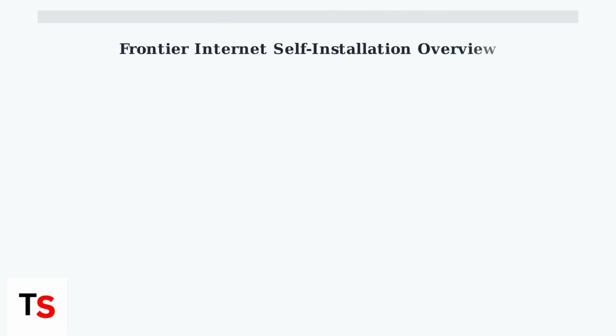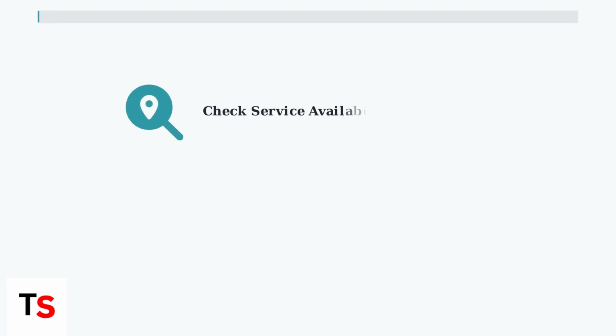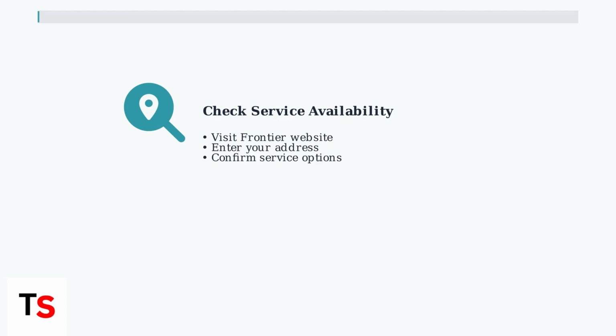Frontier Communications now offers self-installation for both fiber optic and DSL internet services, allowing you to save money by avoiding professional installation fees. The first step is checking if Frontier services are available at your specific address. You can do this quickly through their website or by contacting customer service directly.